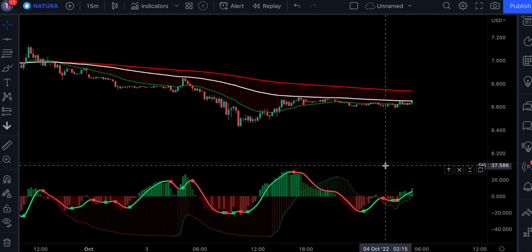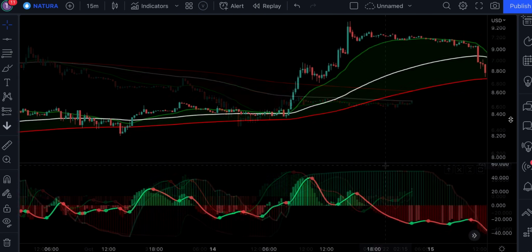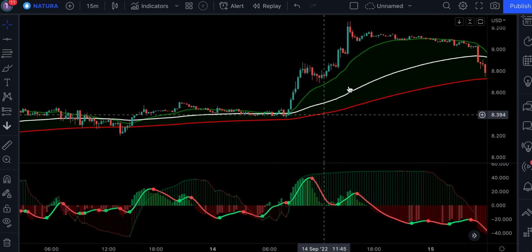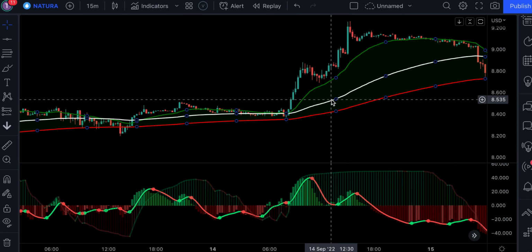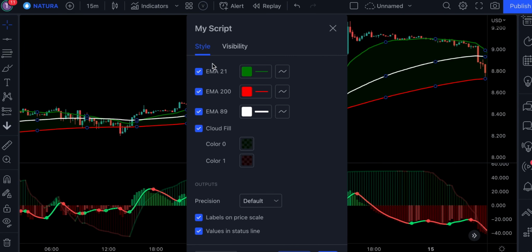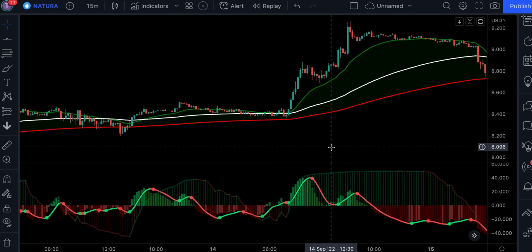Now let's understand how these indicators work. So first let's start with this Secret EMA Cloud. This is a combination of 3 moving averages. If we double click on it, we can see that the green line is the EMA 21, the red line is the EMA 200 and the white line is the EMA 89. These moving averages will help us identify the overall trend direction so that we don't trade against the trend.